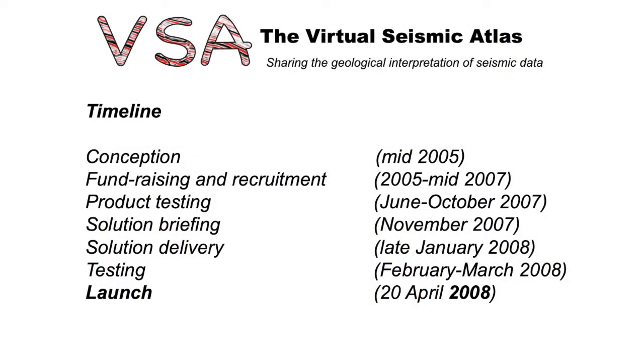So we had the concept developed in about the middle of 2005. Once we were funded, we could then test how GetKnowledge worked. We were able to create our vision for what the Virtual Seismic Atlas would do. And then working with Bluefish, we collectively developed that solution, delivered it in late January 2008. We then had a couple of months testing the application, tweaking it and tuning it so that in April 2008 we launched the Virtual Seismic Atlas to the public.